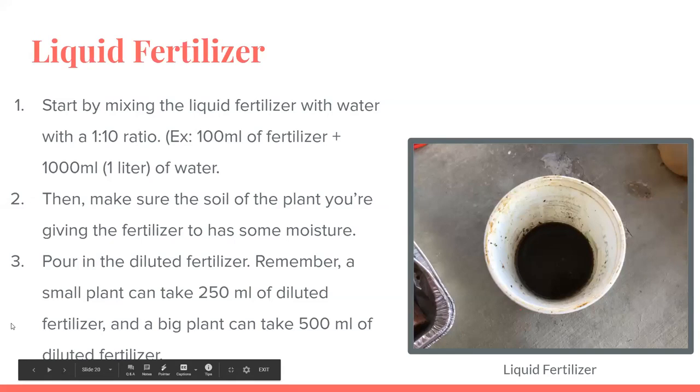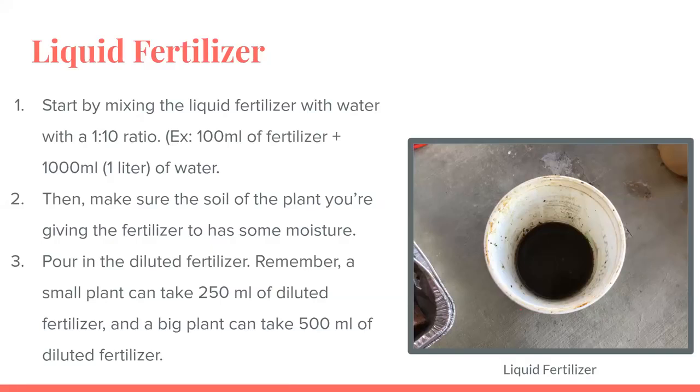Now, I'm going to tell you how to give liquid fertilizer. First, you have to start by diluting the liquid fertilizer by mixing it with water in a 1-to-10 ratio. For example, if you have 100 milliliters of liquid fertilizer, you have to mix it with 1 liter of water. Then, you have to make sure the soil of the plant that you're giving the fertilizer to is moist. After that, you have to pour in the diluted fertilizer.